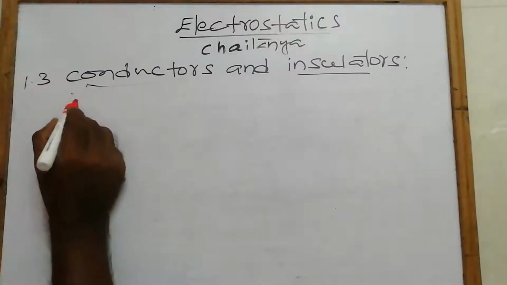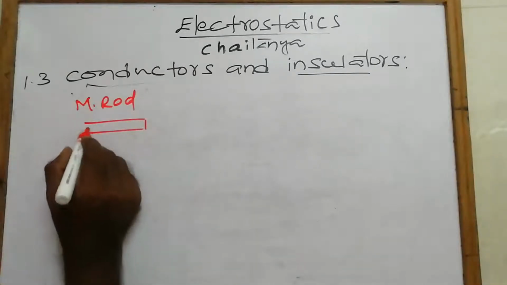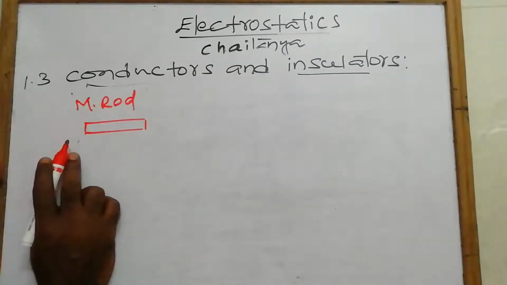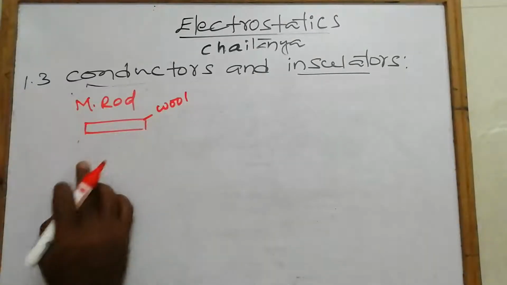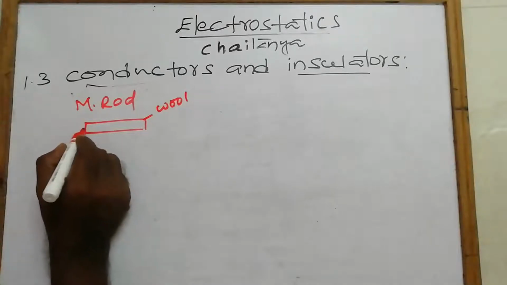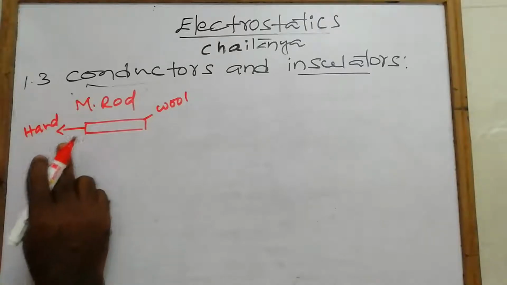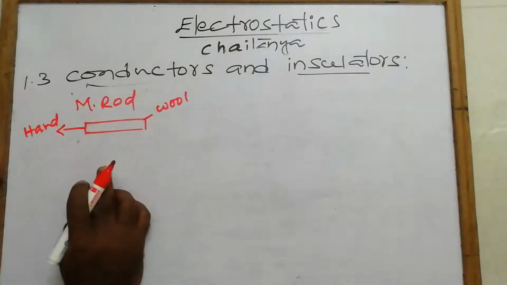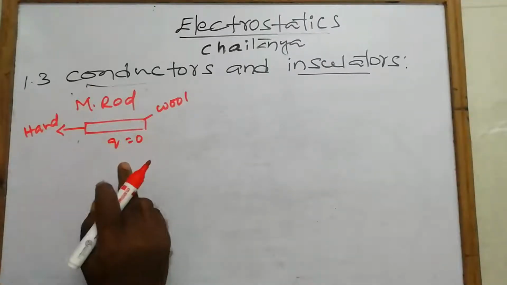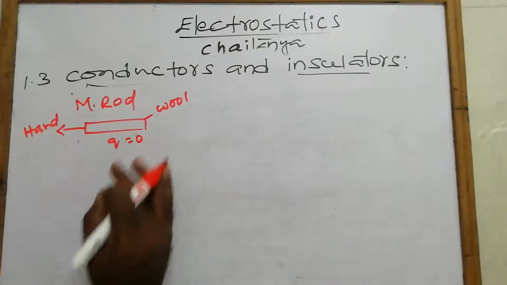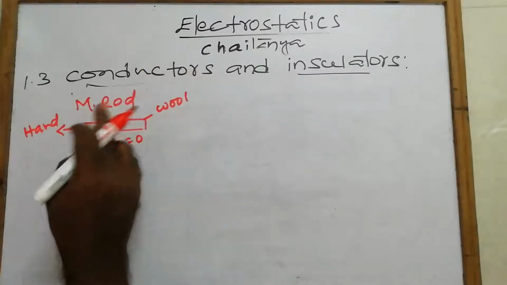Let us consider a metal rod. When the metal rod is rubbed with wool and then held in the hand, it will not show any sign of being charged. It means the charge on the metal rod will be zero after rubbing with the wool when it is held in the hand.